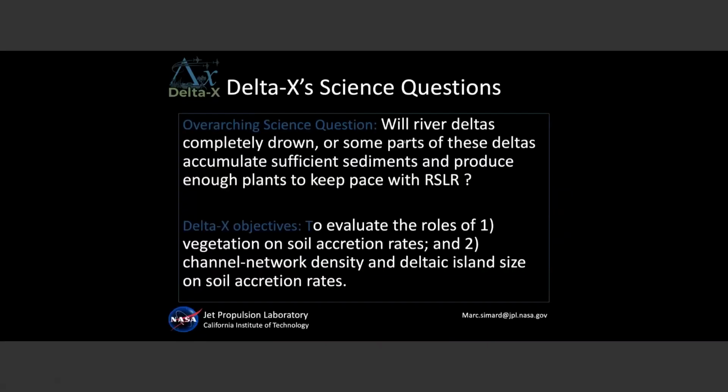So the overarching science question for DeltaX is, will river deltas completely drown, or will some parts of these deltas accumulate sufficient sediments and produce enough plants to keep pace with relative sea level rise? Knowing which parts of the deltas are doomed and which ones have a potential to make it can also help in assigning resources to these different parts, right? Because some of those deltas, like the Mississippi River Delta, are gigantic.